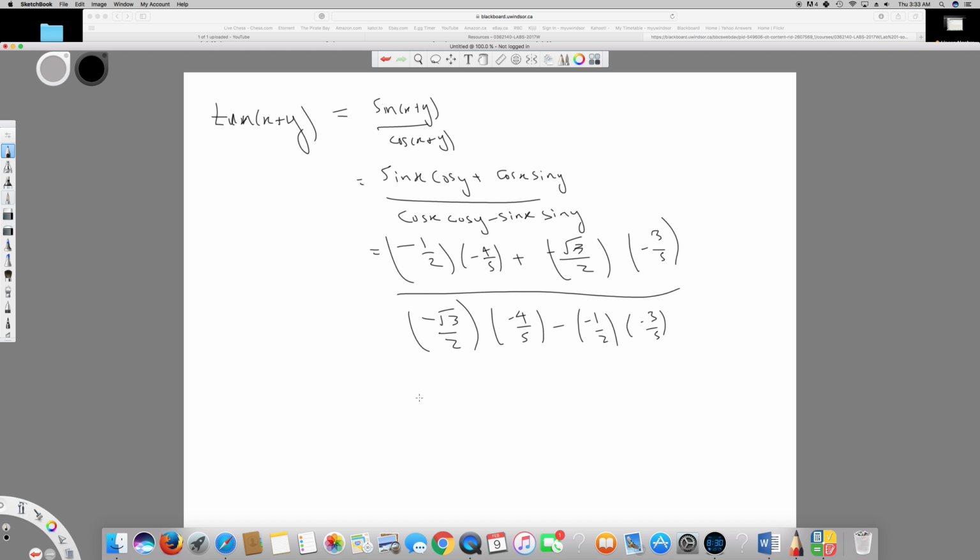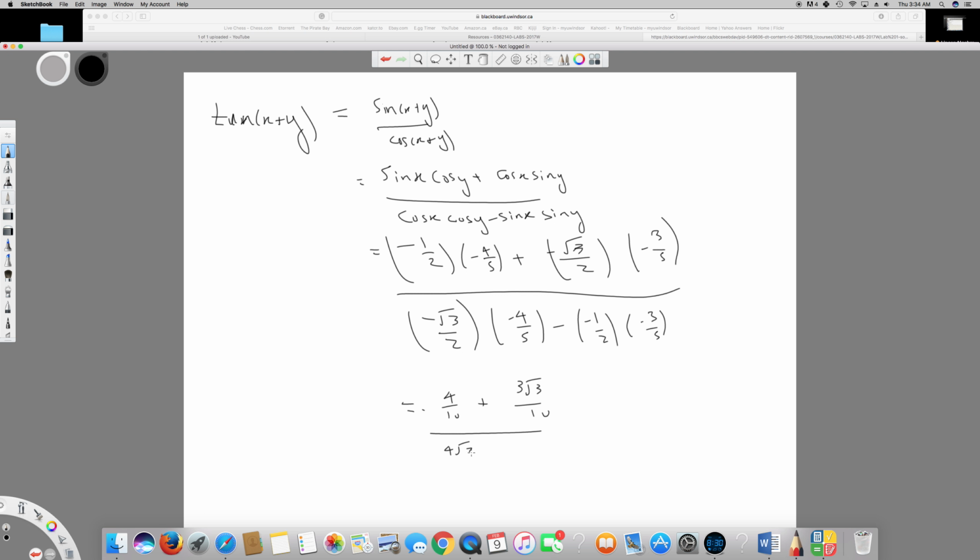Now if I multiply the top, it's going to be minus 1 times minus 1 over 2 times minus 4 over 5, which is going to be plus 4 over 10. 4 over 10 plus minus root 3 by 2 times 3 over 5 is going to be minus 3 root 3 over 10. And minus root 3 by 2 multiplied by negative 4 over 5 is going to be positive 4 root 3 over 10.